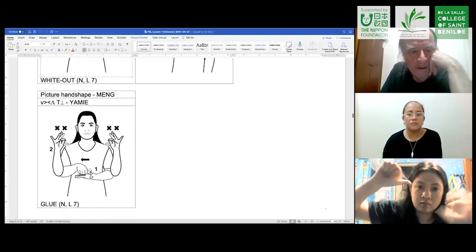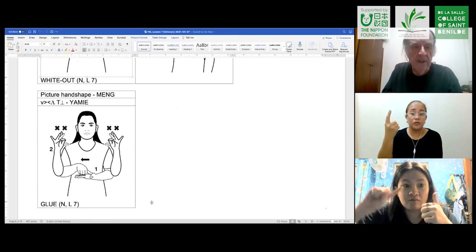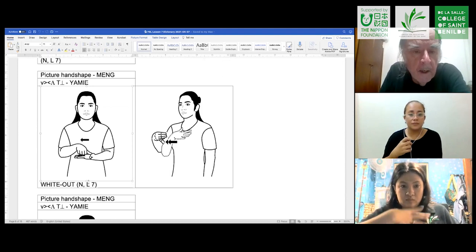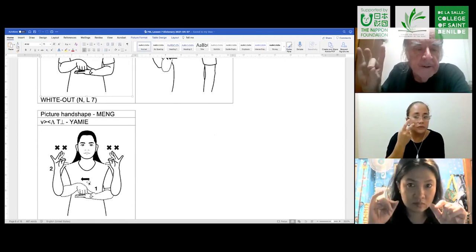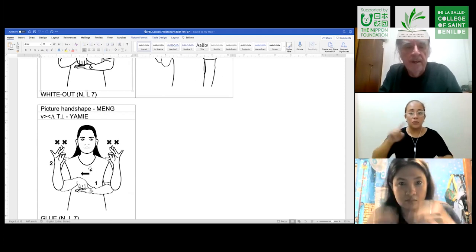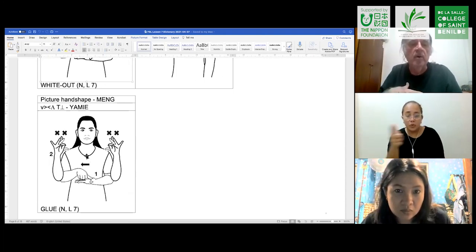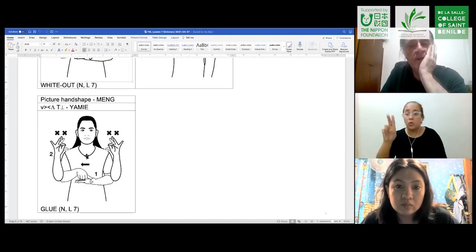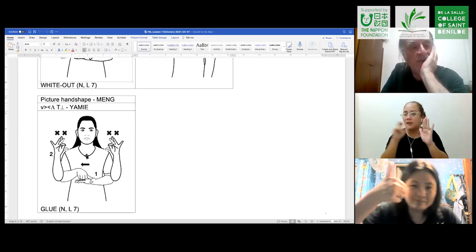Okay. So first, this one is first. Okay. So now let's take a look at this hand shape. Well, actually, we look at the beginning. So in fact, you're correct with the order so far, because whiteout has a one-handed sign following it, and glue has a two-handed sign following it. So you don't need to look at hand shape for that. Okay. Let's go to the next one.